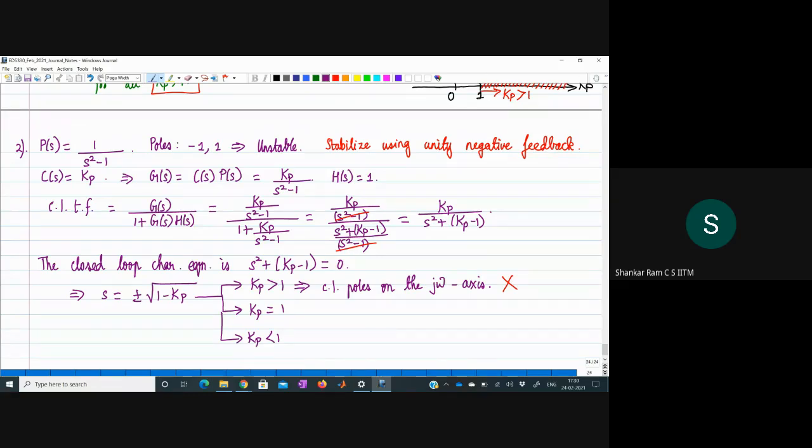Now, what happens when Kp is equal to 1? Poles on the origin. So we have two repeating poles on the origin, right? So we are going to have a closed loop pole repeating at 0, repeating at the origin. So once again, is that something which we desire? No. Certainly not. So we don't want closed loop poles to repeat at the origin. Absolutely not. Now what will happen if Kp is less than 1?